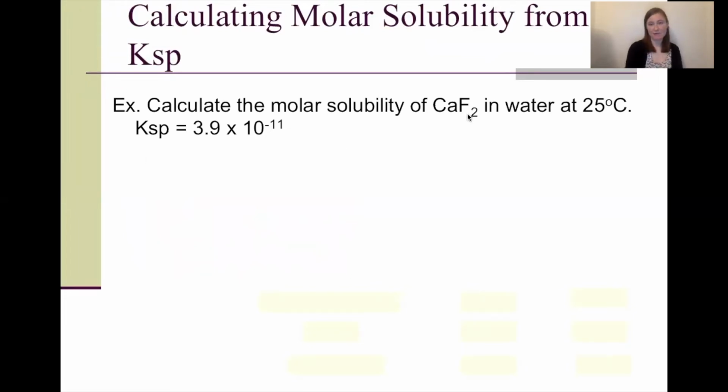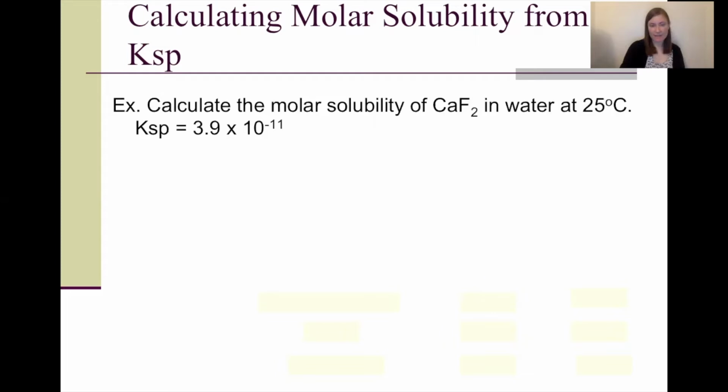So they give us the KSP value of calcium fluoride, and they're asking us for the molar solubility, right? The moles per liter of calcium fluoride that can dissolve in water. We can calculate this using what we know about equilibrium. If we have KSP, we can calculate the concentrations of the different substances at equilibrium.